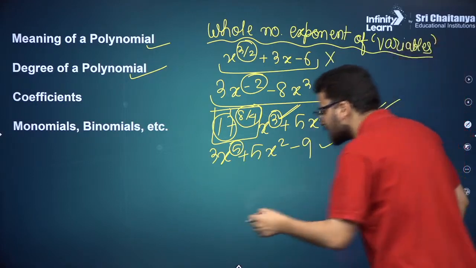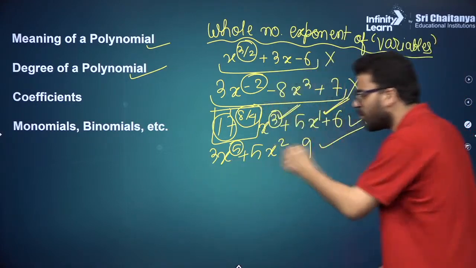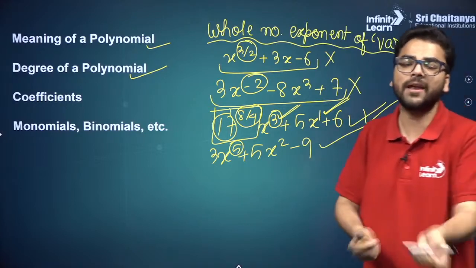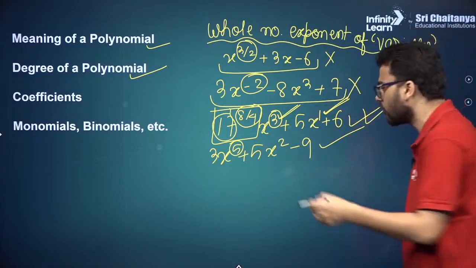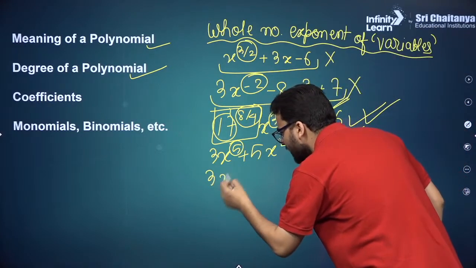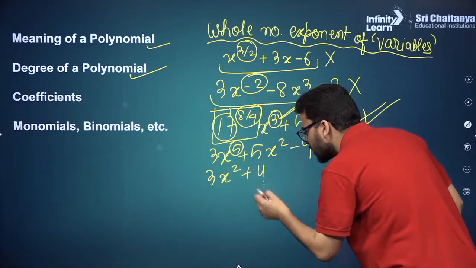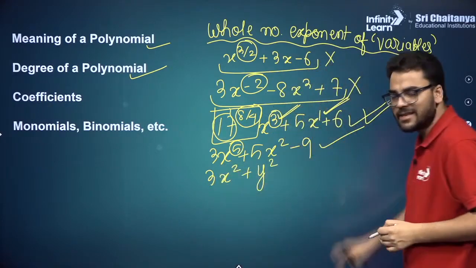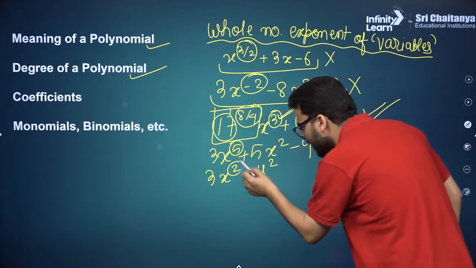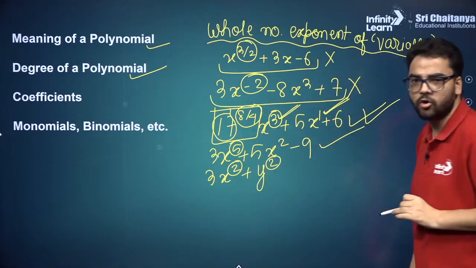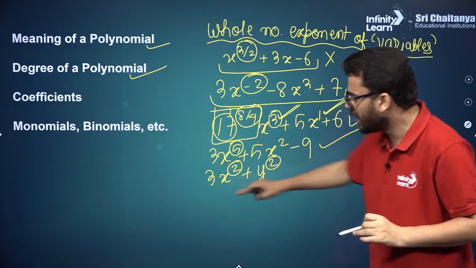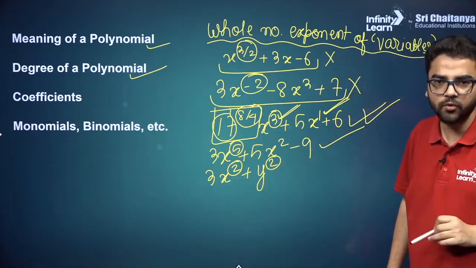Now suppose I ask you a question. See, a polynomial can be in more than one variable as well. Yes or no? You can have a polynomial like this or not? Tell me. This is also a polynomial. This is a 2-degree polynomial in 2 variables. Yes or no? 2-degree polynomial in 2 variables. Is it clear to you?